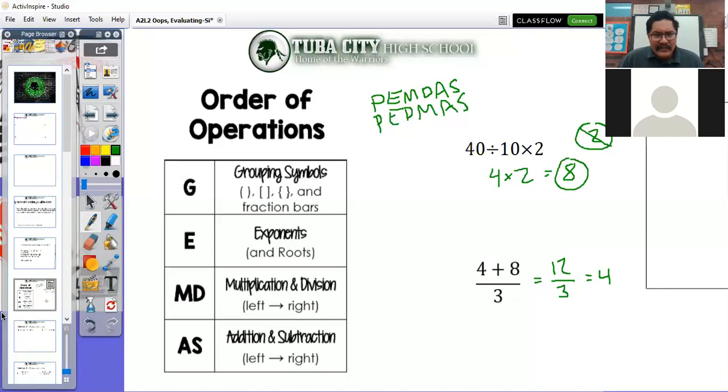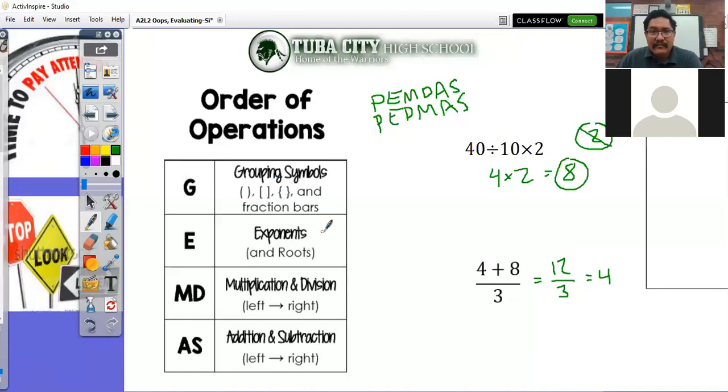So why does it work that way? Well, because again, it says fraction bars. Fraction bars are a grouping symbol. Now, if you use computer programs like Microsoft Excel, or any other program like that, or even some calculators, usually you would have to write something like this. And that tells the computer, hey, work on 4 and 8 first. That's what the parentheses would do in that case.